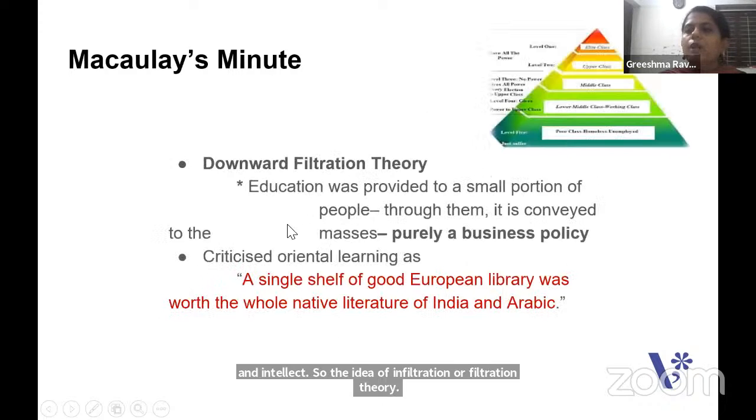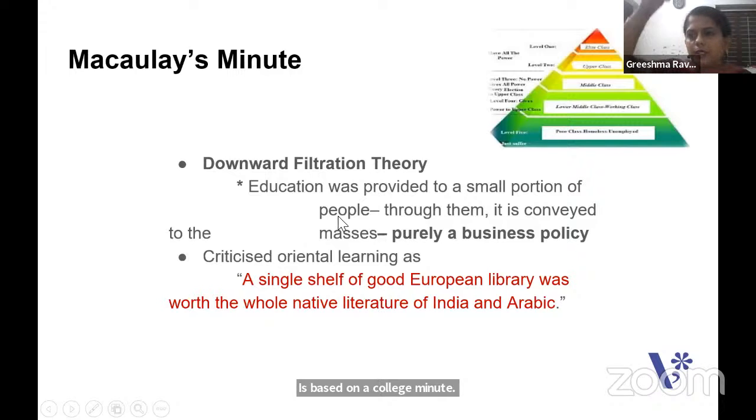Downward filtration theory or infiltration theory. That means education will reach the masses, the downtrodden people, in a filtered manner. From the higher class people, in a filtered manner, they will get education. Okay.